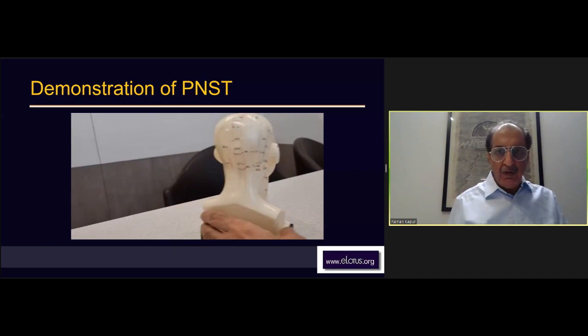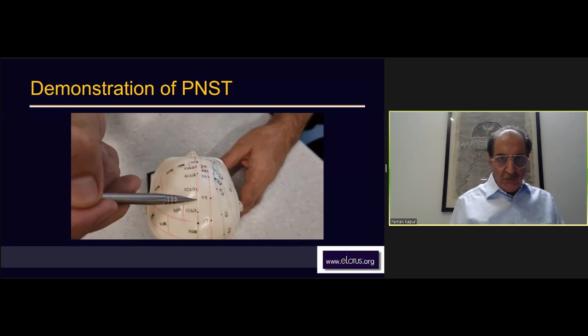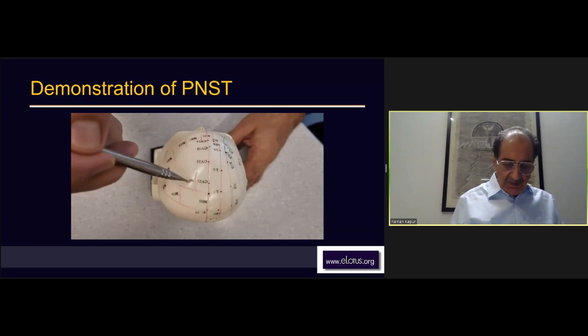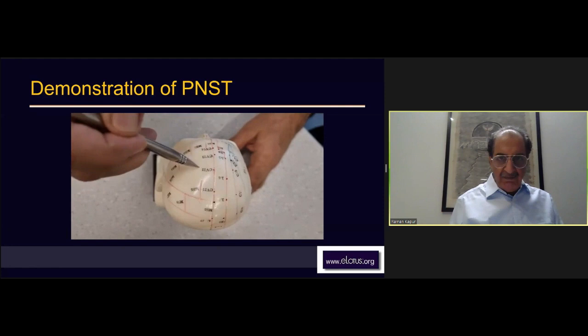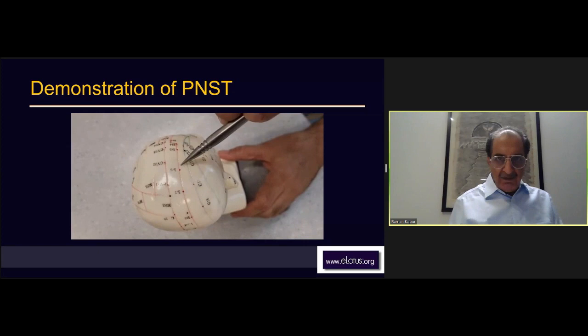Now coming to the top of the head. The points to be prickled are DU20, 21, 22, 23, and 24. And 3 centimeter lateral on both the sides of this line are the points GB18, 17.5, 17, 16, and 15. And this will be done on both sides. So again, I'll be prickling GB18, 17.5, 17, 16, and 15.